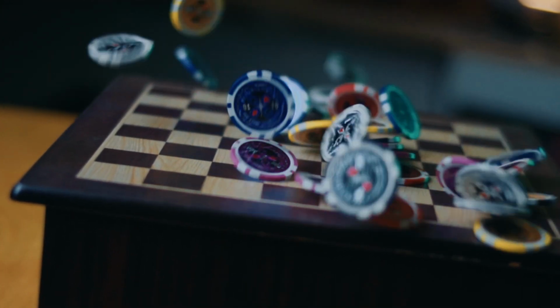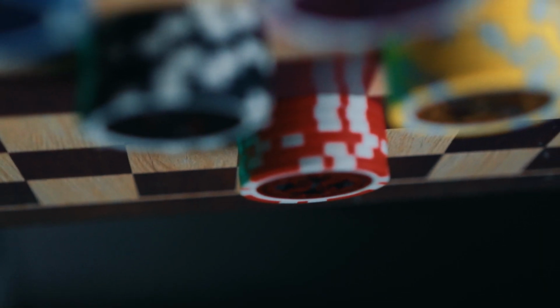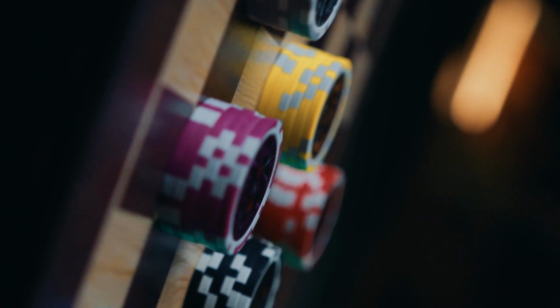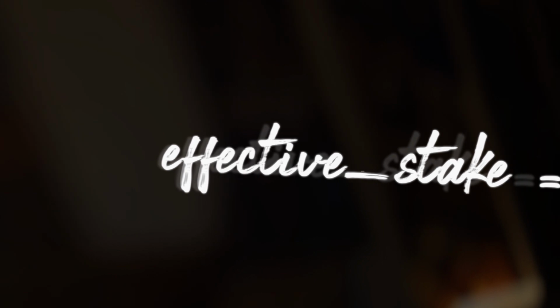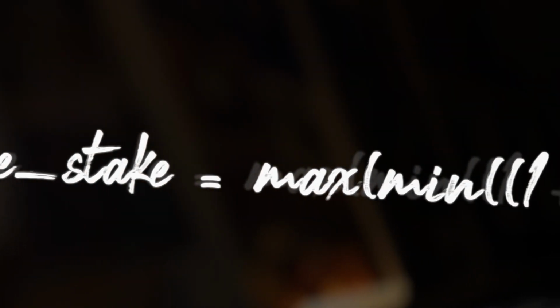Effective proof of stake acts as an equalizer that creates a more evenly distributed stake among validators. And here's all the mathsy science stuff that makes it possible. Simple, right? Okay, let's break it down. So here's how it works.